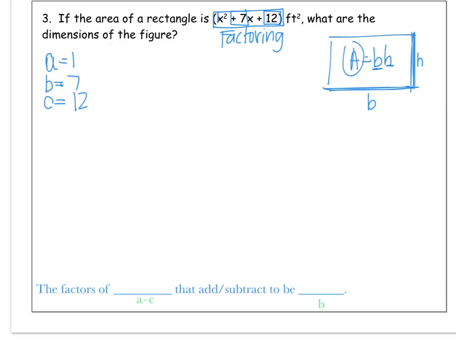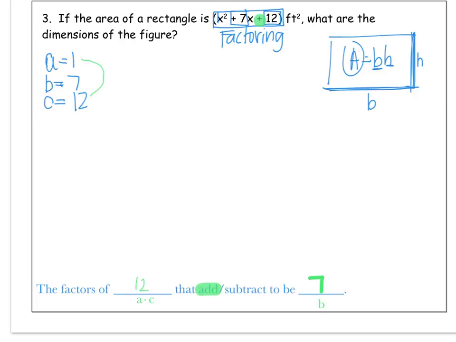So the pieces that go in there in this particular problem: what are the factors of A times C? Well, A times C is 12, because 1 times 12 is 12. So I'm looking for the factors of 12 that, and to determine whether I add or subtract, I'm going to look at the sign that's in front of my C term. In this case, there's a plus sign. So I'm looking for the factors of 12 that add to B, and then we just put in our B term, which is 7. So the factors of 12 that add to be 7.